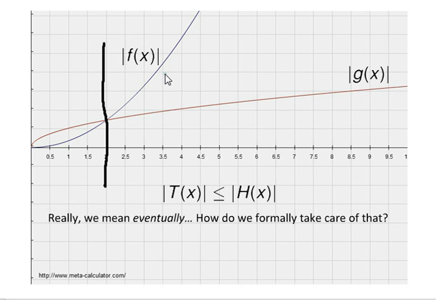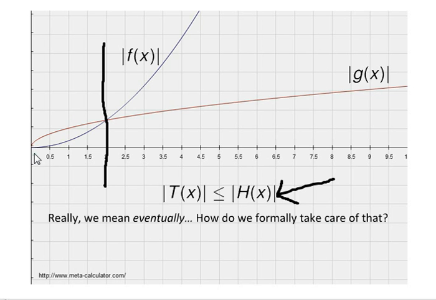With algorithms, for example, I don't really care how many steps you take with small values. I'm thinking big picture, I'm thinking down the road. So really, what we mean is we want this to happen. We do want our hare function to be greater in magnitude than our tortoise function, but we mean eventually. We mean down the road. Now let's look at our picture.